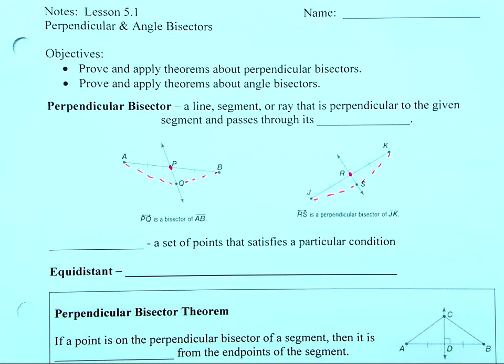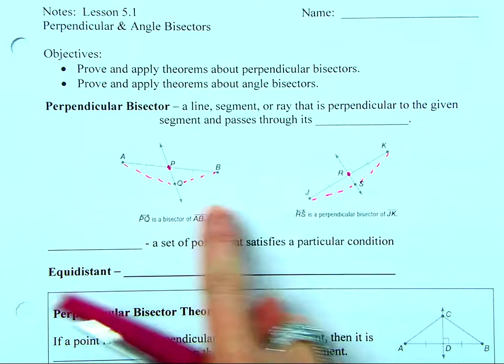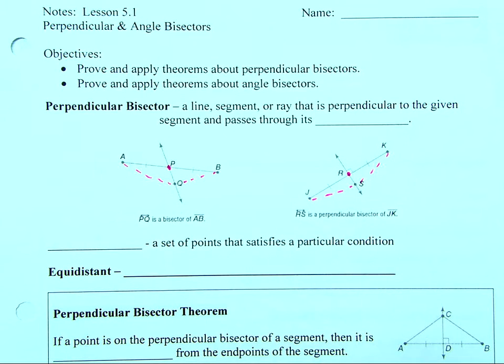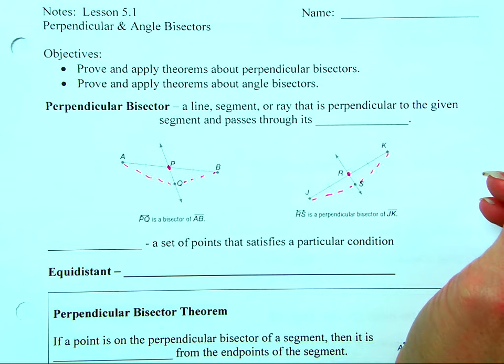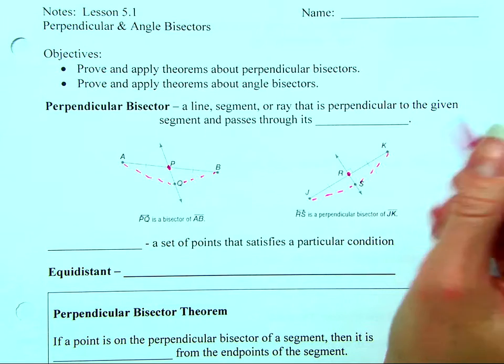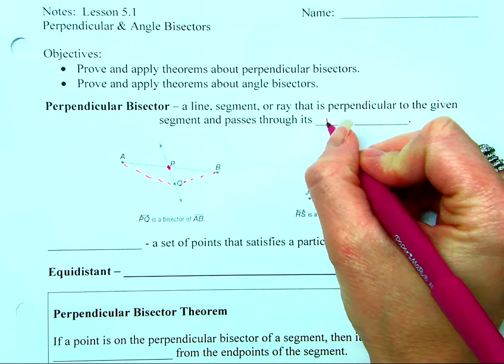So you can see on our note sheet in the two diagrams here, both of those segments are being bisected. And we know that bisect means to be cut in half or cut into two equal parts. The definition stated above for the perpendicular bisector says that it can be a line, a segment, or a ray that is perpendicular to the given segment and passes through its length. Well, in both cases, whether the bisector is perpendicular or not, it is going to pass through the midpoint.